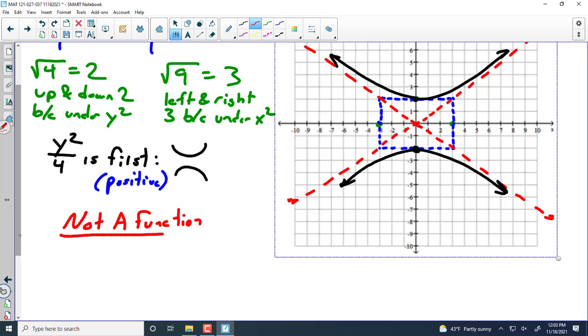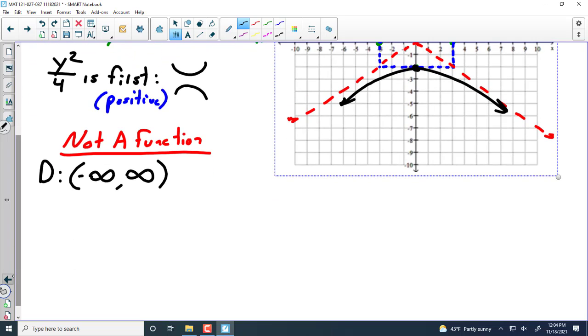Let's see if we can do that. I want you to look at that thing. Does it go left and right forever? And no gaps in the middle. So this thing actually has a domain of negative infinity to infinity. It does truly go left and right forever. And the thing is, even though it does go down and up forever, there's a gap in the middle. There's a gap in the range.